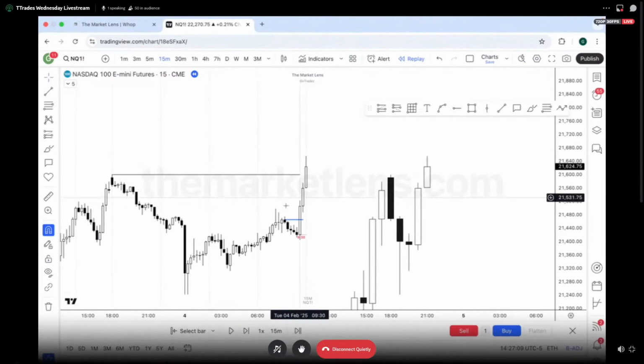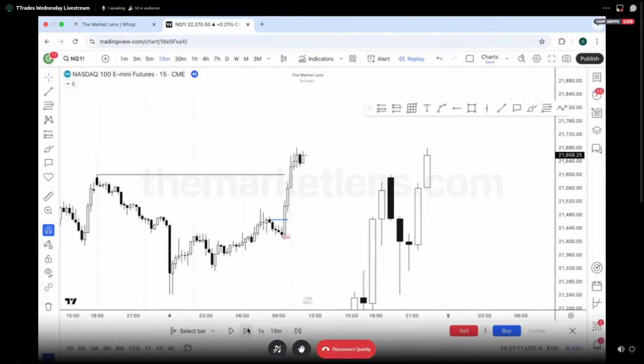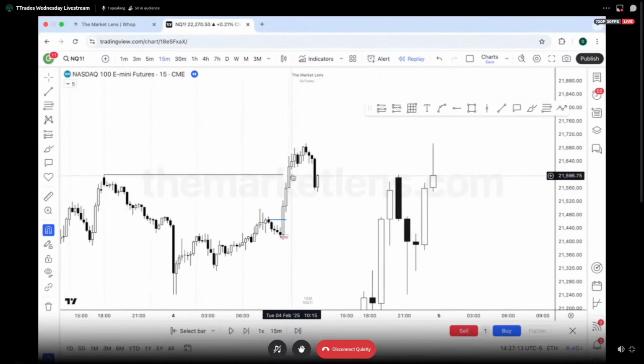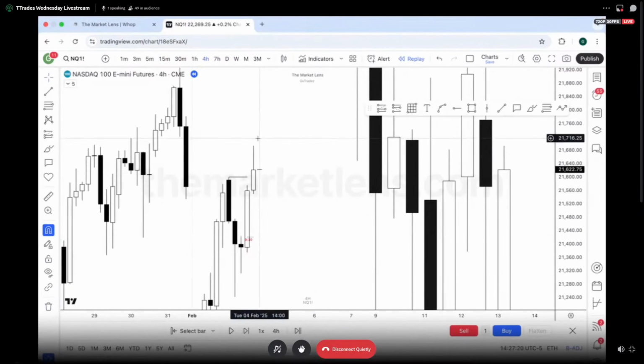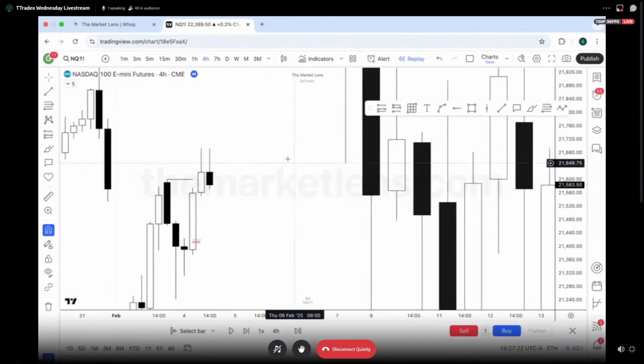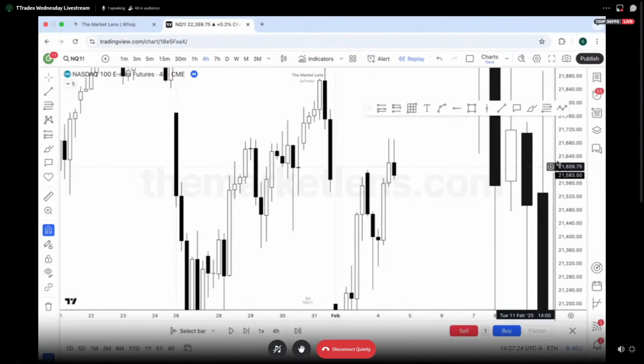And I wouldn't be expecting a 10 a.m. continuation in this case. Why? Because we already took an objective and the daily candle does not support it. Right? If you see the 10 a.m. candle, it doesn't really do much and we close back within the range. Right? So that's really it.